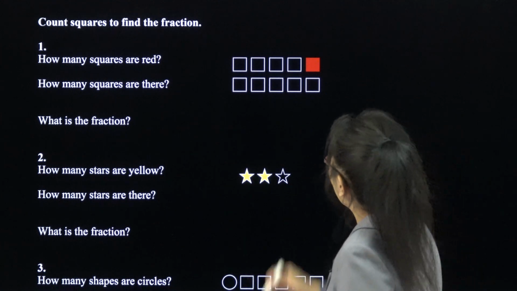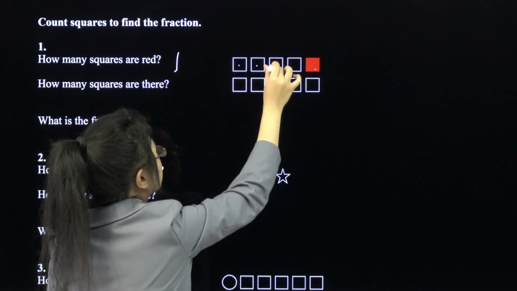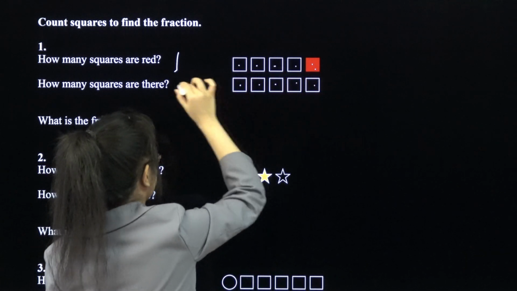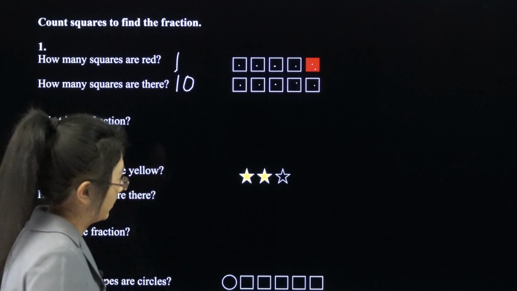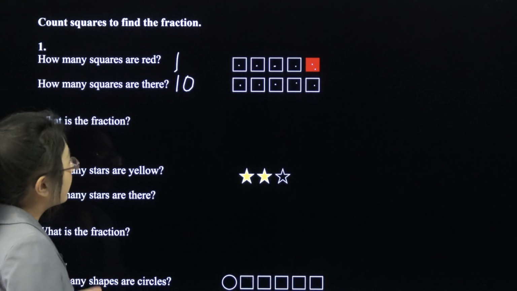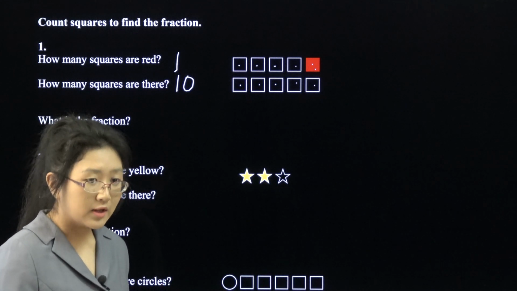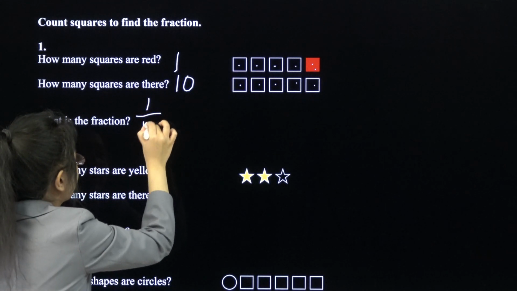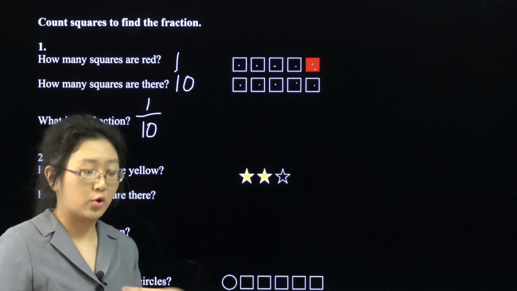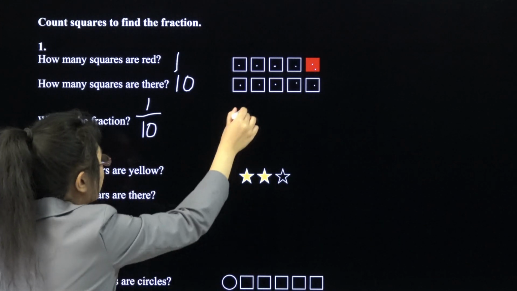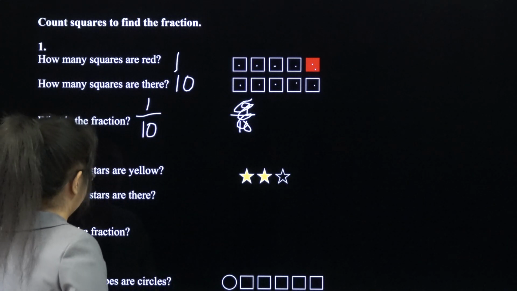How many squares are red? Well, we have one red square. And how many squares are there? So there's 1, 2, 3, 4, 5, 6, 7, 8, 9, 10 squares. You can also calculate that as 2 times 5 if you remembered your 5 times tables. So what is the fraction of red squares in this group of squares? It would be 1 over 10. If the fraction was, what is the fraction of not red squares or non-red squares, then it'd be 9 over 10. But it isn't, so we're just going to not talk about that.